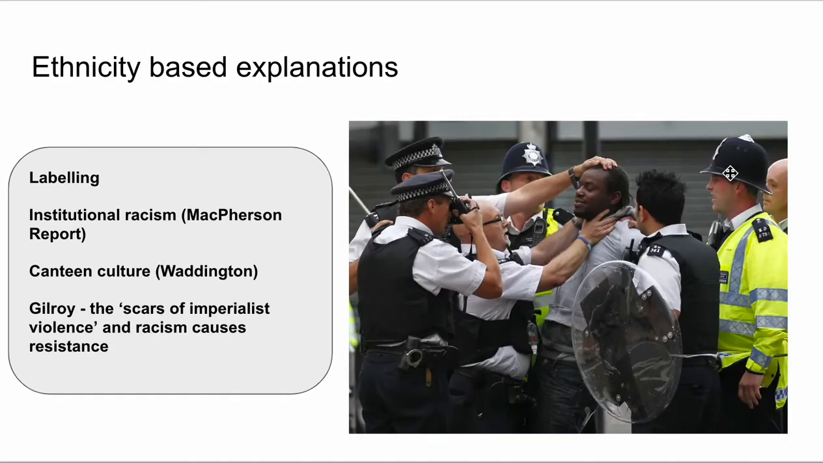Finally, ethnicity. And obviously there's lots and lots to say on this. But here are just a few points. I've talked about labeling already, that perhaps it's to do with police targeting, police labeling, institutional racism, the Macpherson report, which maybe created this labeling and self-fulfilling prophecy. Also, you can link that to canteen culture by Waddington, that the police are going after certain groups in society. It's the culture that they've developed.